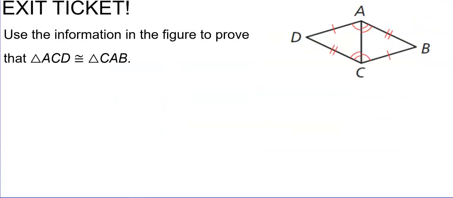All right, exit ticket. You're going to do this on your own. Use the information in the figure to prove that ACD and CAB, there's no E there, are congruent. Look and see what kind of parts match up.